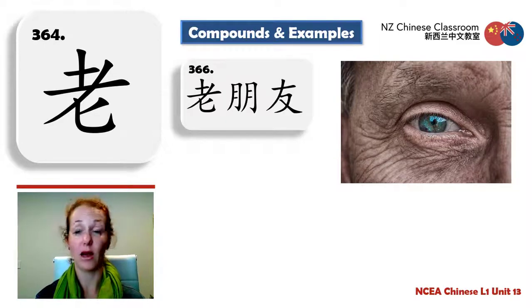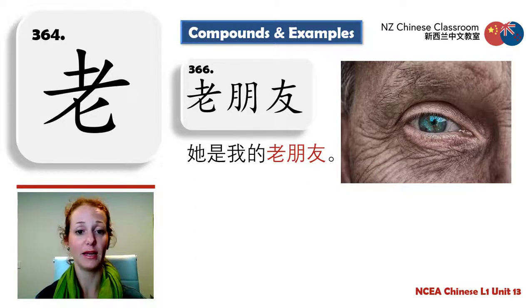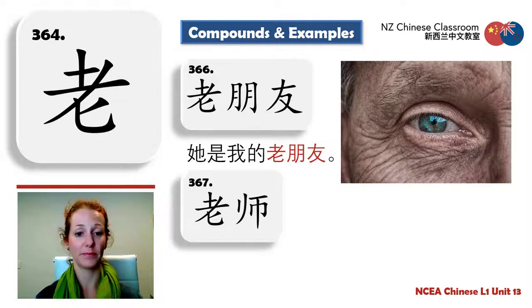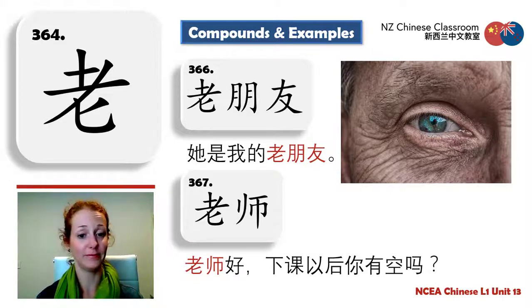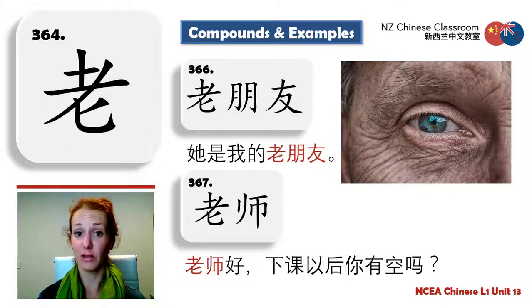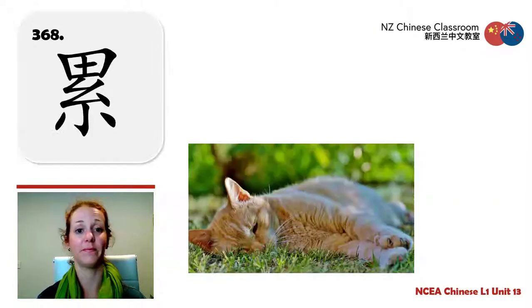Cool. 老朋友, old friend, someone that you've known for a long time. 他是我的老朋友. Maybe I've grown up with her in primary school and been friends with her since. So she is my old friend. 老师, teacher. 我是安利老师. Or 老师好. 下课以后,你有空吗? Hello teacher, after class, do you have spare time? Maybe you want to ask a question. 你有问题吗?